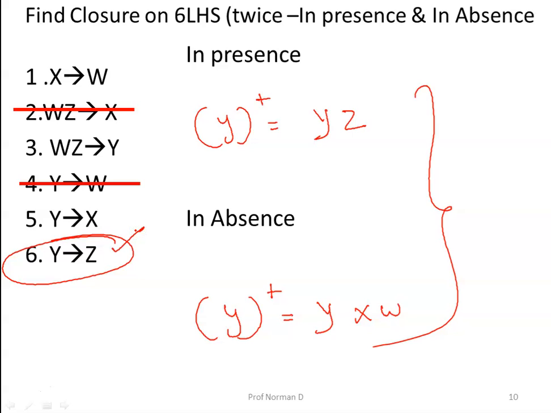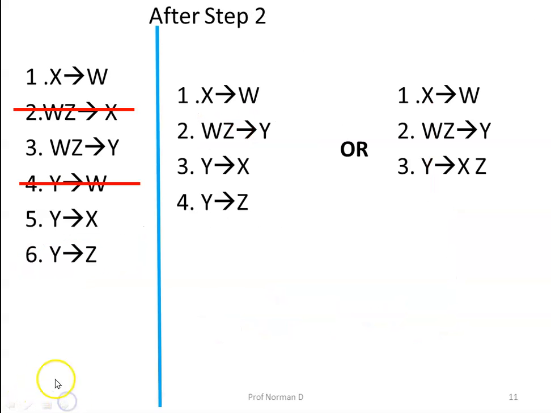So what we have done as of now is consider each and every FD and try to see whether the presence or the absence of that particular FD makes any difference to the entire set of FDs. Whichever were redundant FDs, we have already eliminated. After applying the decomposition rule on the right hand side, this is the set of FDs that we got. We saw that FD number 2 and FD number 4 were redundant elements. So after eliminating those FDs, what we get is this set of FDs.